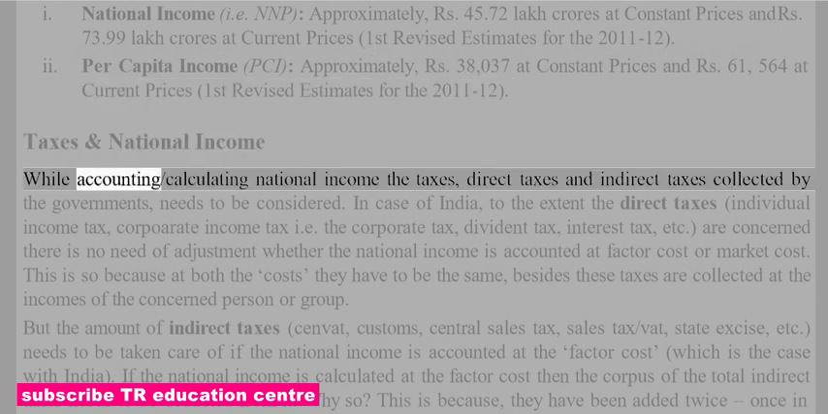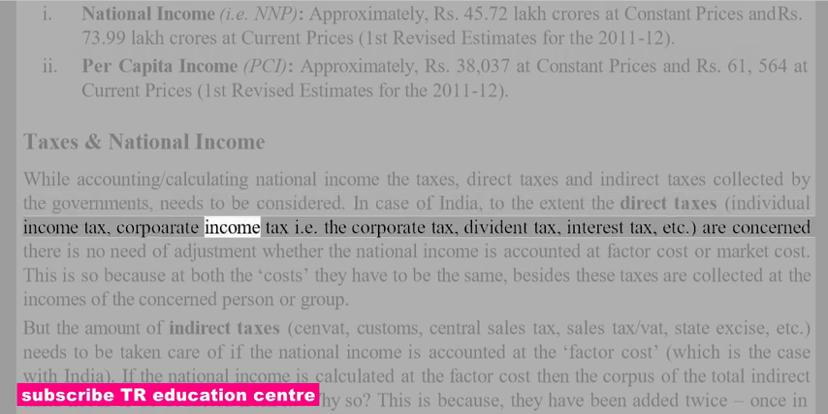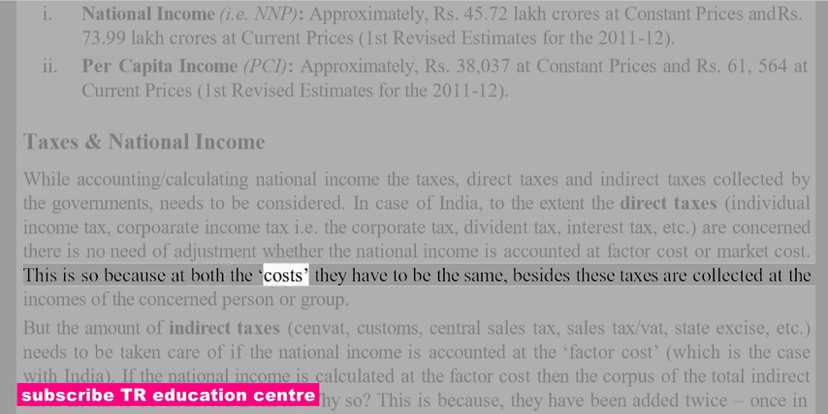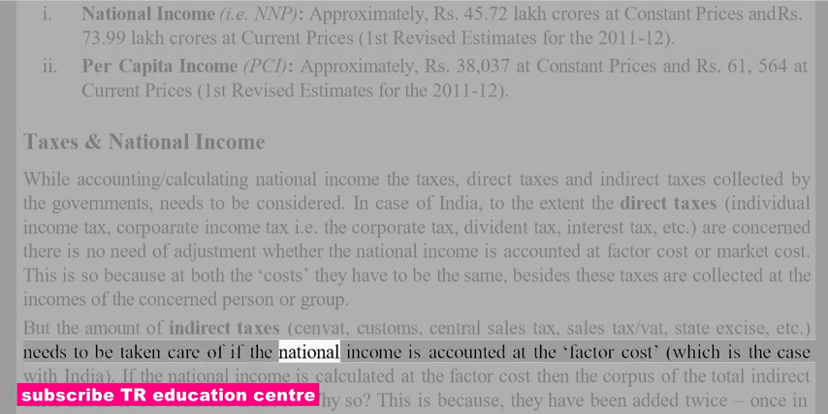Taxes and national income. While calculating national income, the direct taxes and indirect taxes collected by the governments need to be considered. In case of India, to the extent the direct taxes, individual income tax, corporate income tax, i.e. the corporate tax, dividend tax, interest tax, etc., are concerned, there is no need of adjustment whether the national income is accounted at factor cost or market cost. This is so because at both the costs, they have to be the same. Besides, these taxes are collected at the incomes of the concerned person or group. But the amount of indirect taxes, Cenvat, customs, central sales tax, VAT, state excise, etc., needs to be taken care of if the national income is accounted at the factor cost, which is the case with India.